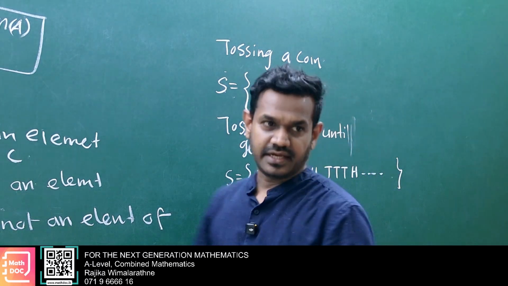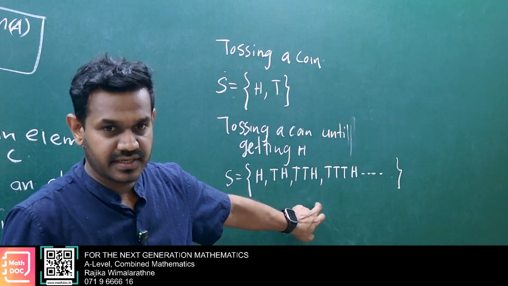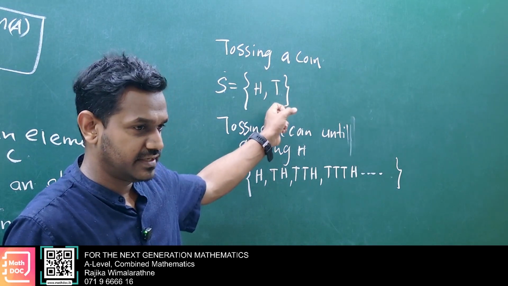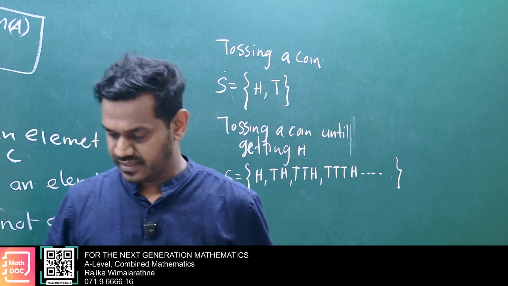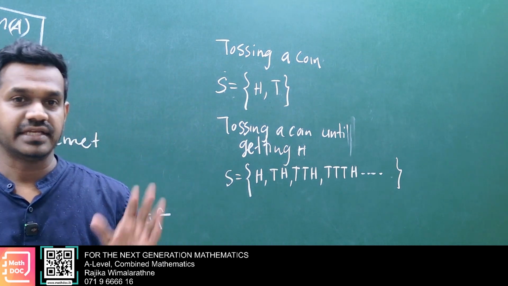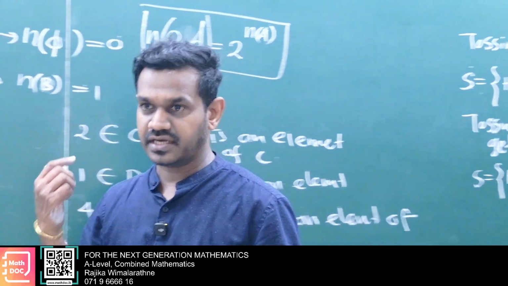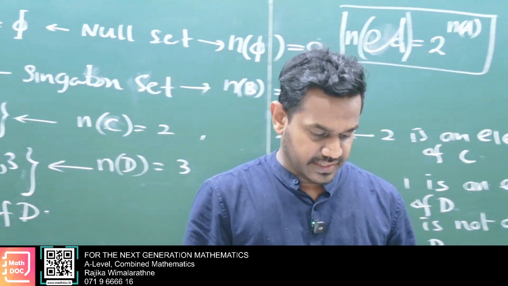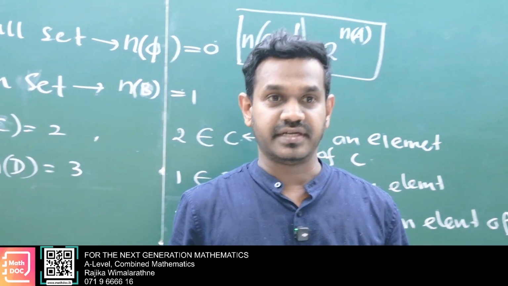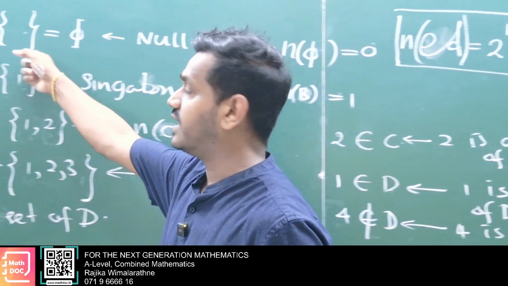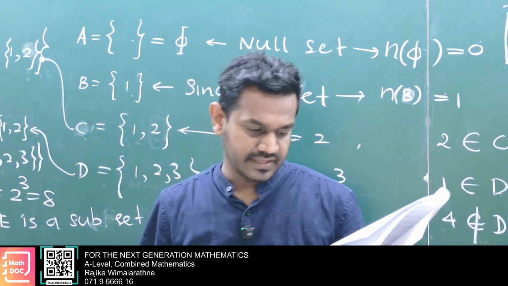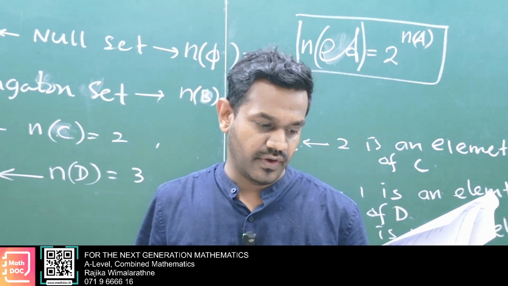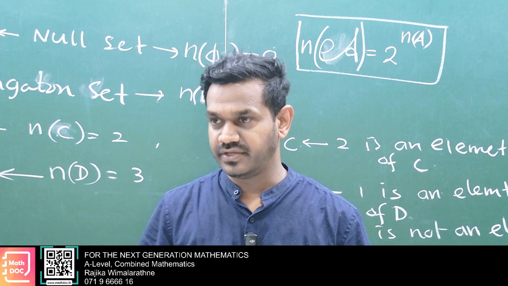Here the number of elements is not countable. This is an infinite set, and this is a finite set. If the number of elements is countable, that is a finite set. If the number of elements is uncountable, then we call it an infinite set. A null set contains no element. Here this is a null set that does not contain any element. And further, the universal set contains all elements under consideration. Usually we denote it by U.